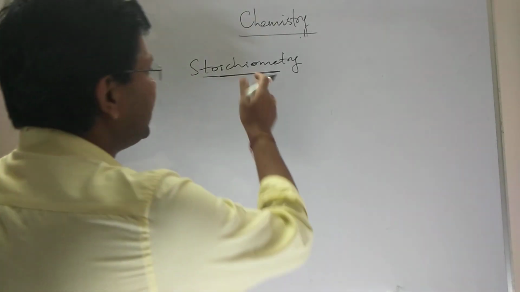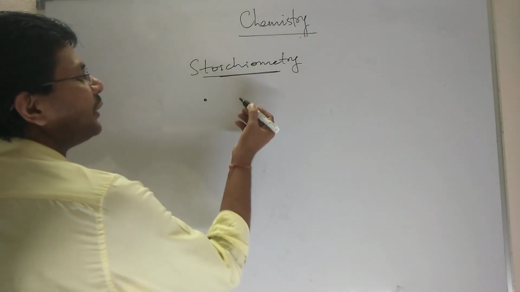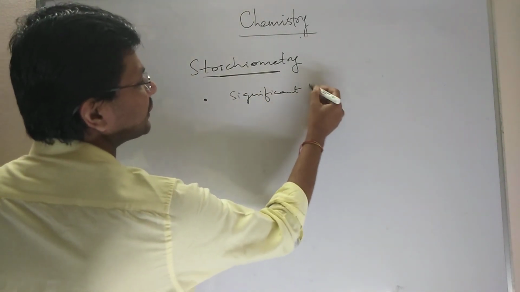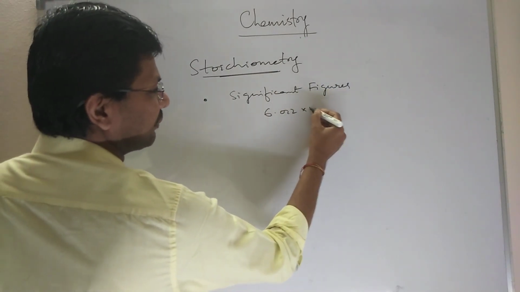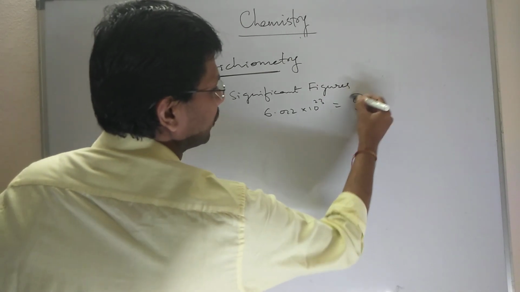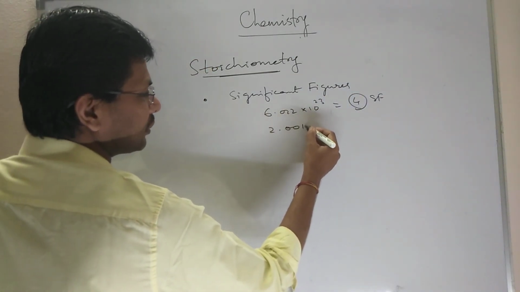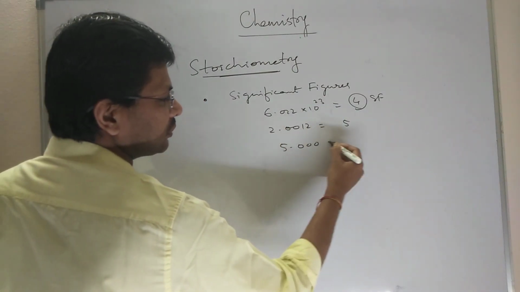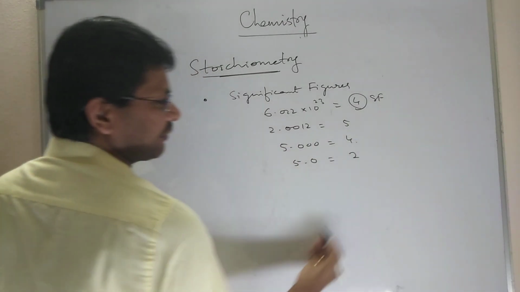Now, seeing stoichiometry. What you have to remember is that you must know what significant figures are. Suppose they ask the number of significant figures in the Avogadro number, it will be 4 significant figures. Suppose they ask the number of significant figures in this one, it will have 5 significant figures. Suppose they ask 5.000, it will have 4 significant figures. Suppose they ask 5.0, it will be 2 significant figures.